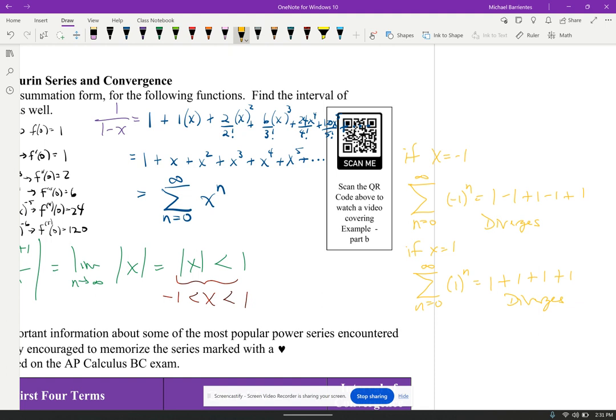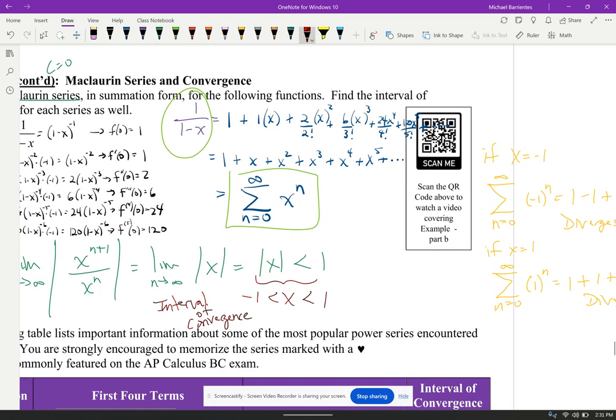So therefore, my interval of convergence, the only x values where this function is equal to this series, are x values that are between -1 and 1, but not including -1 nor 1. I found my interval of convergence.